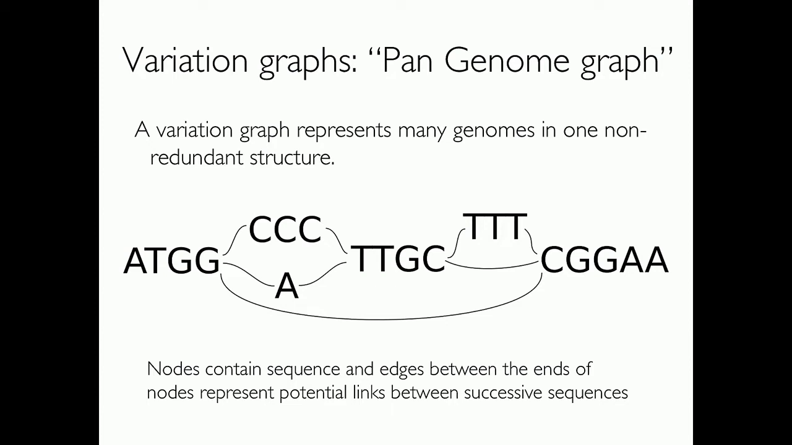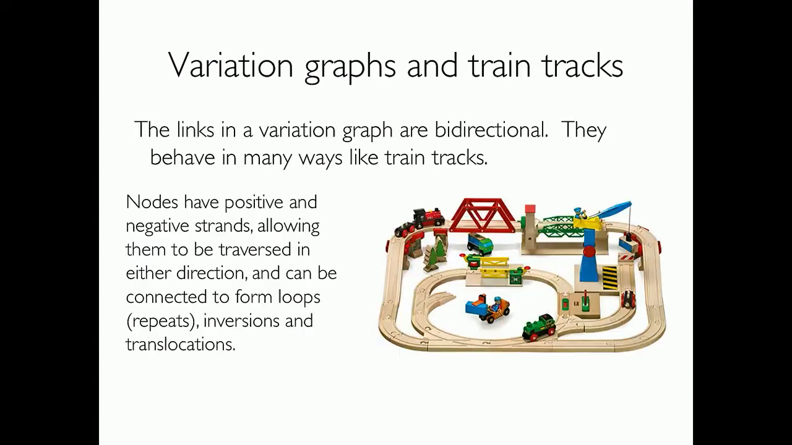So this sort of idea people have thought about in some form or other actually for quite a long time. And there have been papers, particularly from Zam Iqbal and the group in Oxford and others on these structures. And the idea here is that nodes contain sequence in a graph, and edges between the ends of nodes represent potential links between successive sequences, and you can build up a sequence in that way.